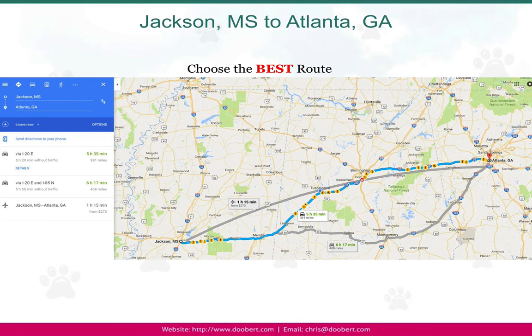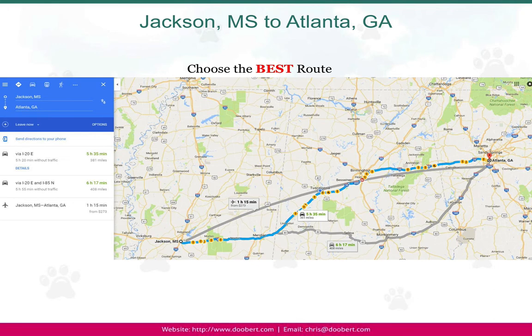One of the things you'll notice, if we just punch in Jackson, Mississippi to Atlanta, Georgia, Google Maps is going to give us actually 3 different options. One is by air, right, which is not going to work in our particular case, but it's going to give us a blue route that goes from Meridian up to Birmingham over to Atlanta. It's going to give us a different route going down through Montgomery and up to Atlanta.